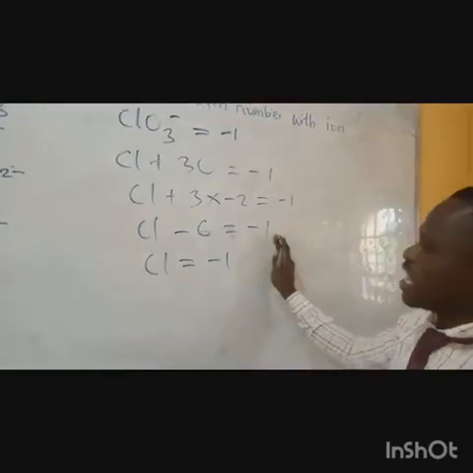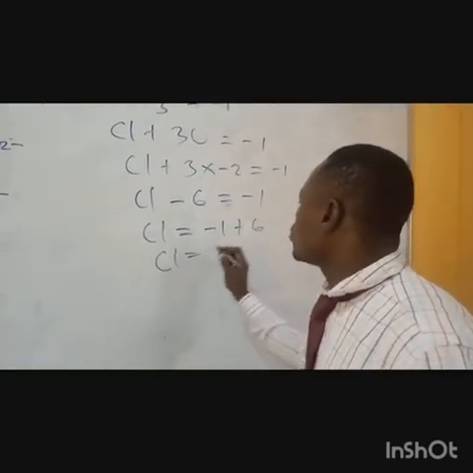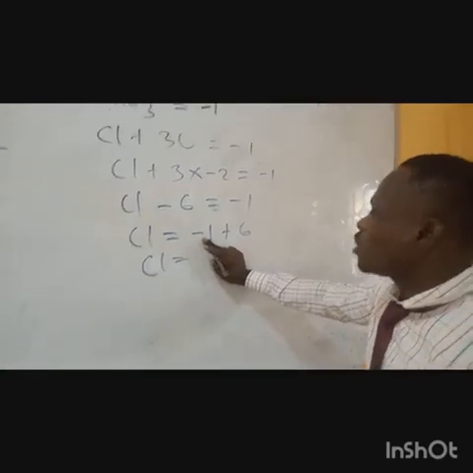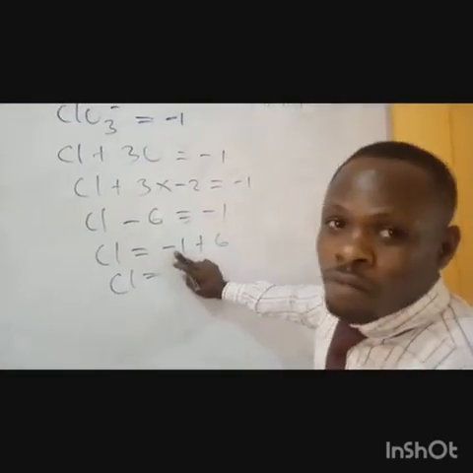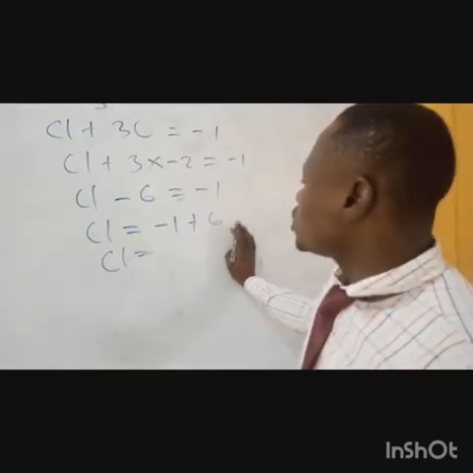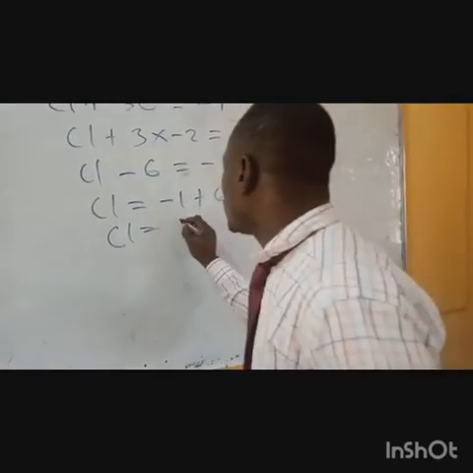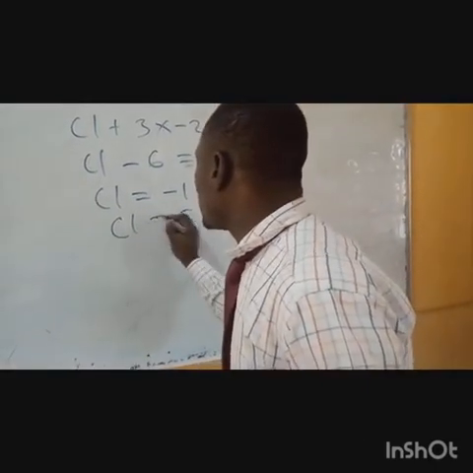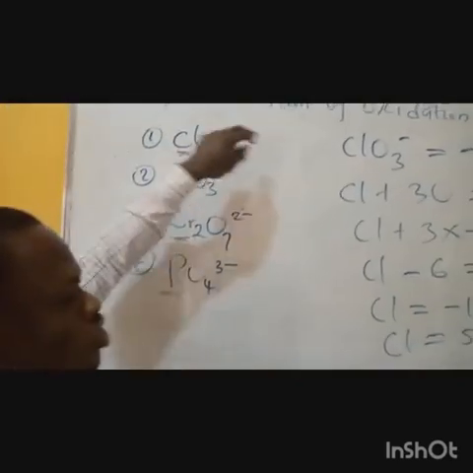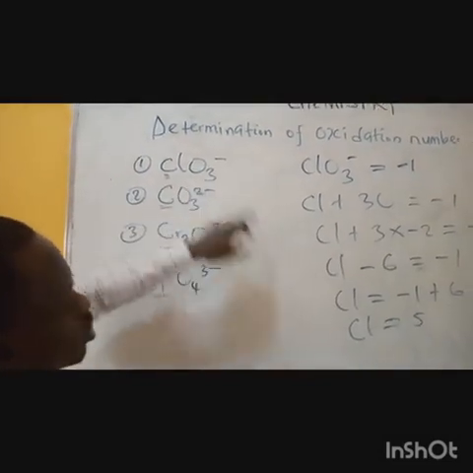Cl here will be equal to 6 minus 1. You take this one to the other side and it becomes plus 6. So Cl is equal to -1 plus 6. When a smaller number with a minus sign in front is added to a bigger number, the result will be positive. That is 6 minus 1, which equals 5. So the oxidation number of chlorine in this compound is 5. That is trioxochlorate(V).